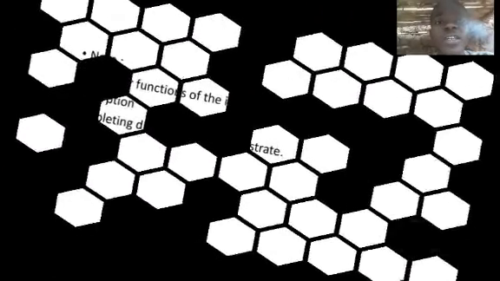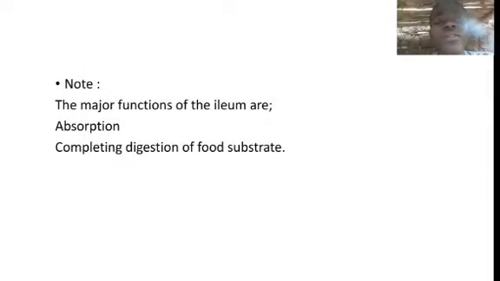Having looked at the ileum, we note that the major functions of the ileum are absorption and completing the digestion of food substances. So the ileum performs two major functions: absorption of digested food, as we have looked at, and completing the digestion of food substrates, because in our previous lesson we saw that it is in the ileum that most substances have their end products, like the proteins, the amino acids, all of those ones.